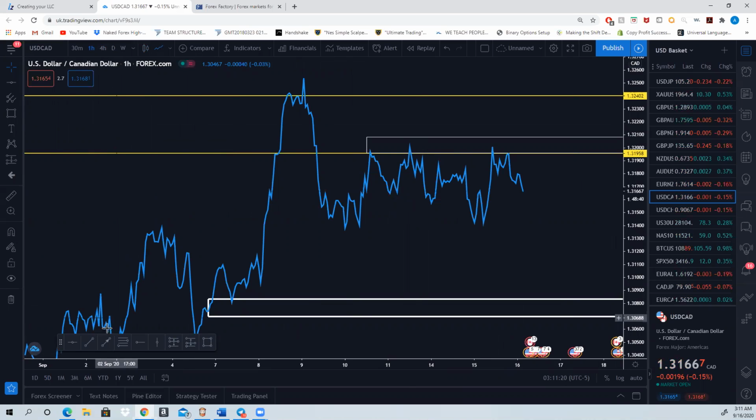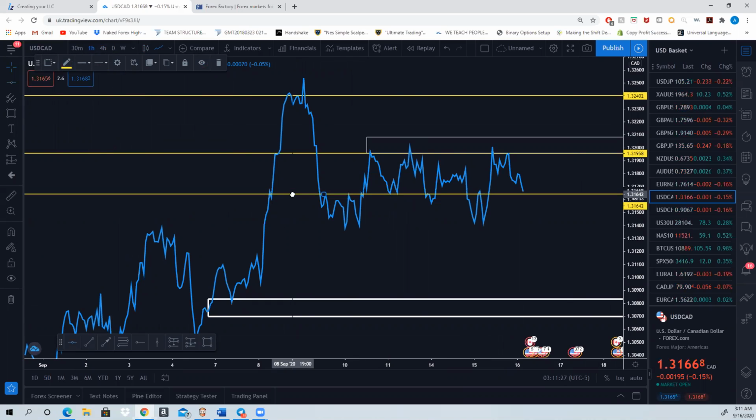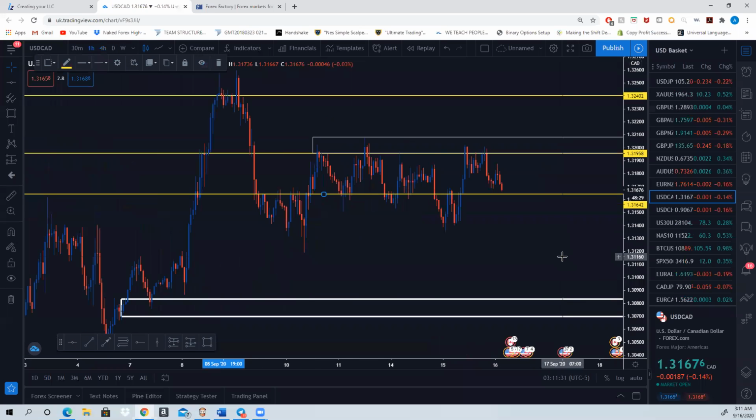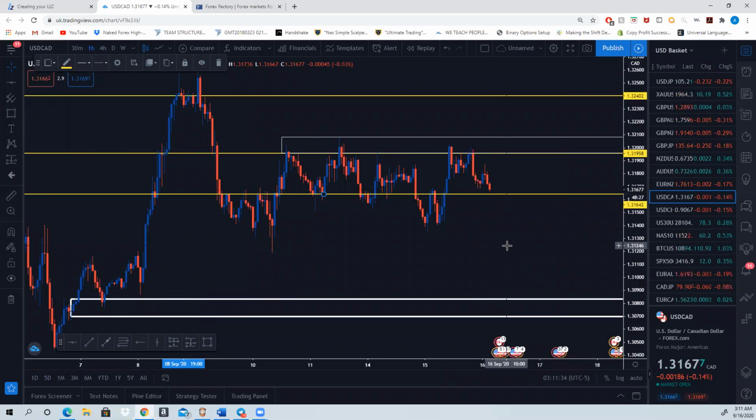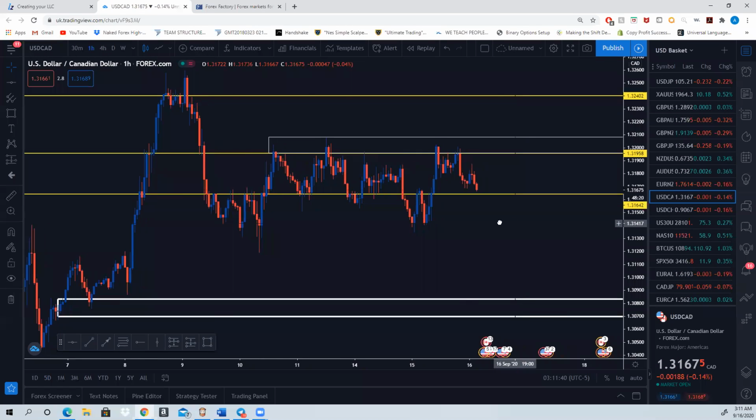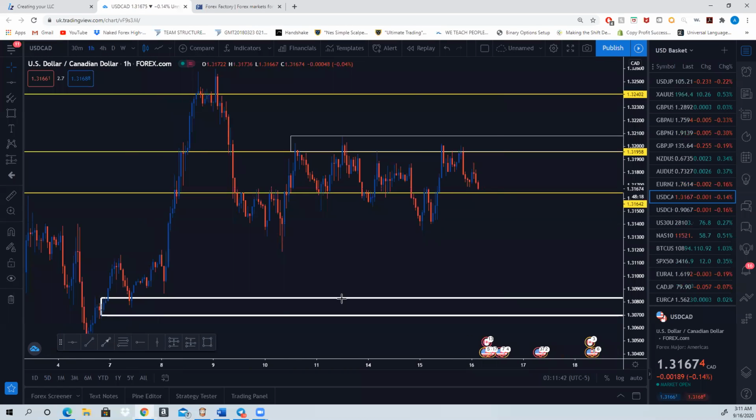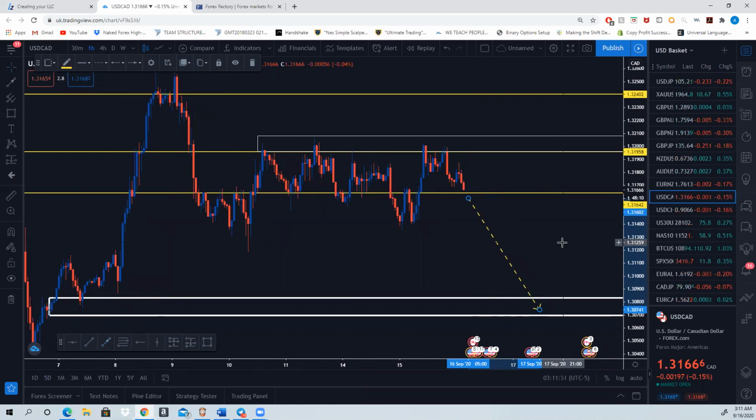All right, okay, I already see what's up. For USD CAD, honestly, I would sell it if it breaks below 1.31650. So that's what I would do for USD CAD. If we get the break below here, 1.31650, then we can probably take it down for like 80, 90 pips.